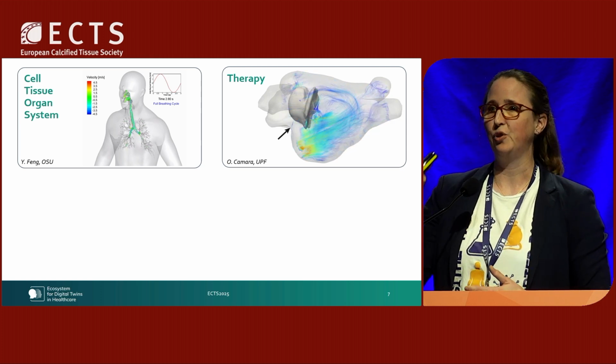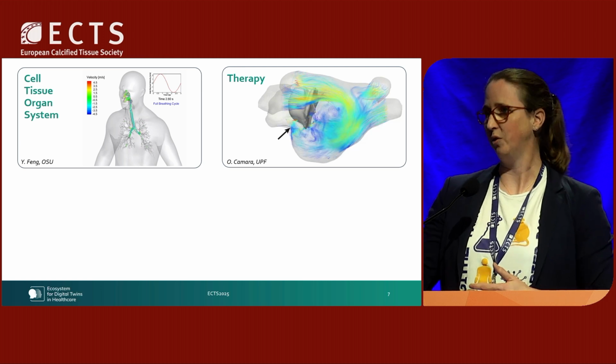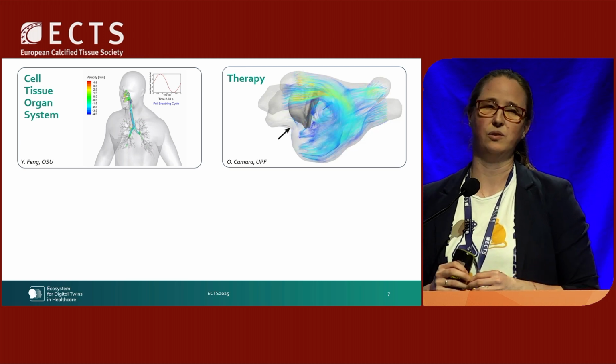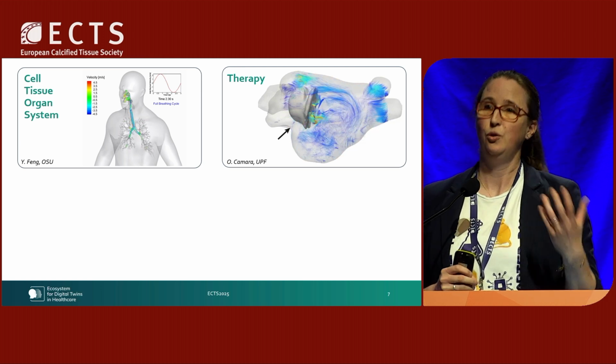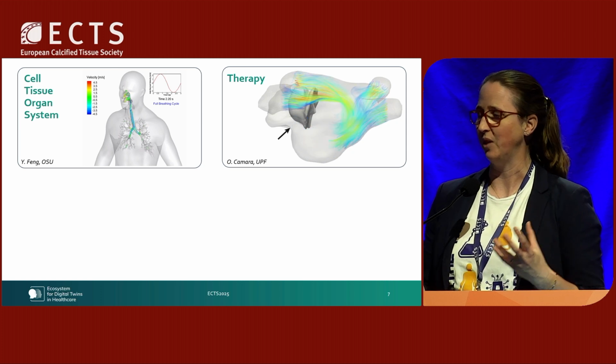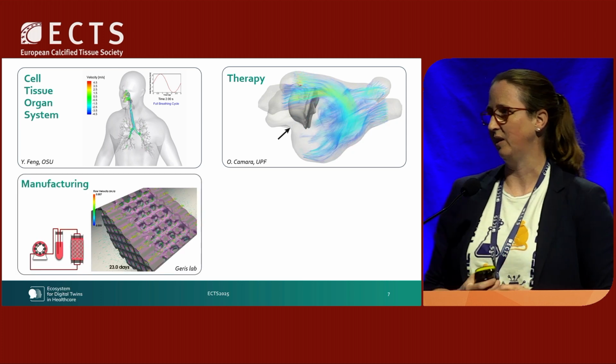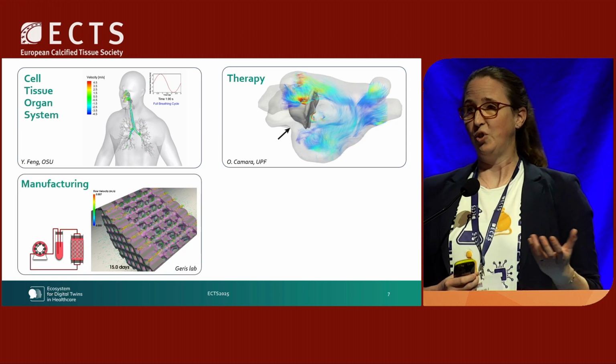And the planning of the surgery of this occluder device, the choosing of the right shape of the occluder device, is already being done using a digital twin of the geometry of the patient. So this is something that is already in clinics. You can also have digital twins of processes.